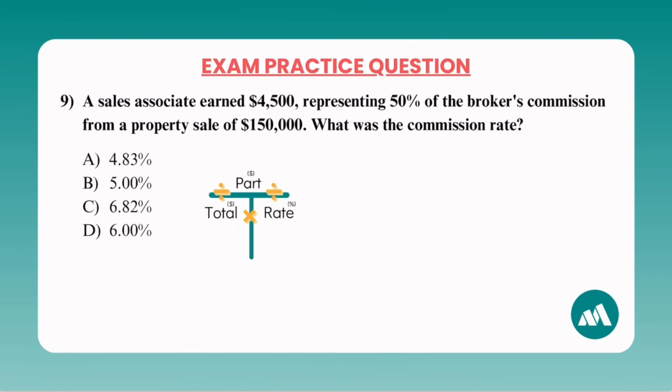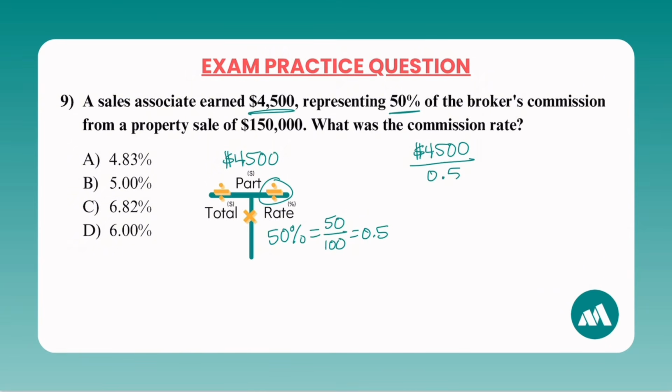Now that we have the T-chart out, we can definitely plug in what we have. So $4,500 is going to go in the part section. And that's 50% of the broker's commission. So we're going to put that 50% in the rate column. Let's convert that. 50 out of 100 is 0.5. So let's divide. So $4,500 divided by 0.5 is going to equal $9,000. That's the total amount that was paid to the broker.